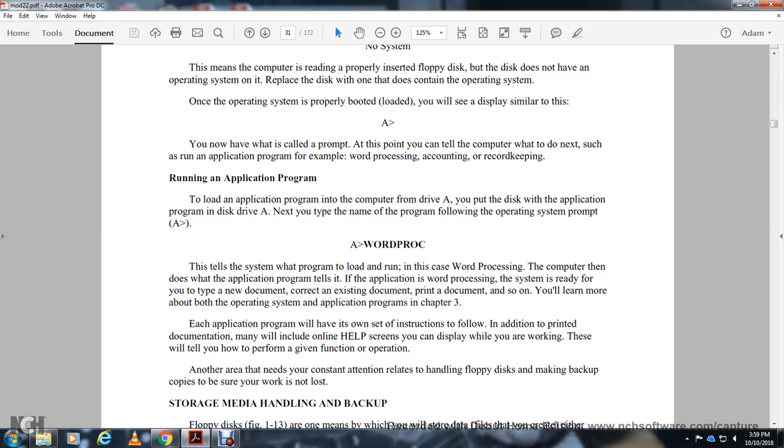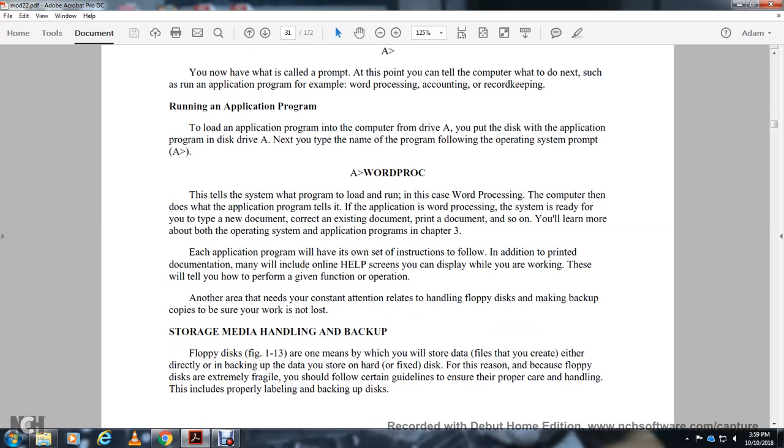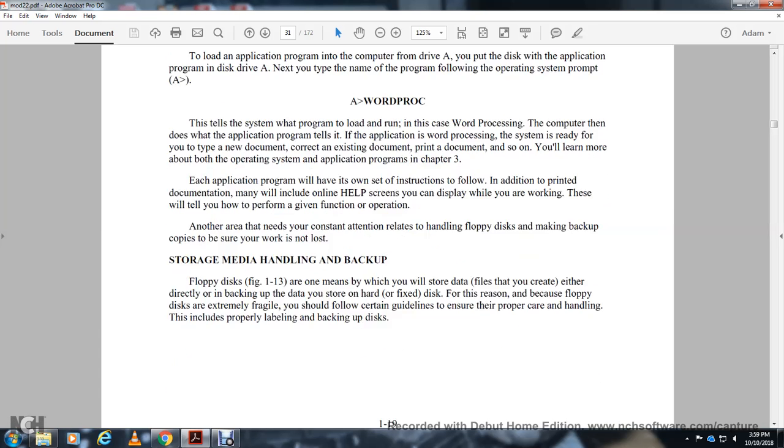Another area that needs constant attention is the handling of floppy disks and the making of backup copies to be sure data is not lost. Storage media handling and backup: the floppy disk, figure 113, is one medium you will use to store the files you create, and also for backing up the data you store on your hard drive. The floppy disk is extremely fragile. You should follow certain guidelines to ensure proper carrying and handling. This includes proper handling and backing up the disk.